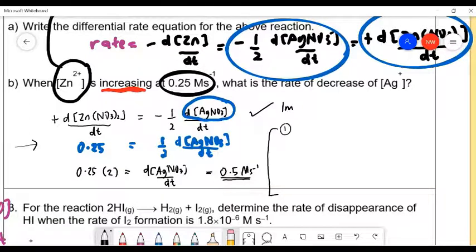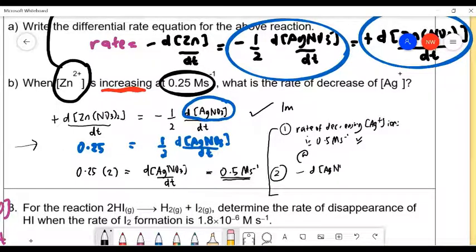So, cara yang pertama adalah bila you cakap rate of decreasing Ag+ ions is 0.5 M s^-1. Okay, ini cara yang pertama. It means bila kita dapat calculation, final answernya kita buat statement macam ni. Okay, ataupun cara yang kedua adalah bila kita tulis balik persamaan tu negatif d[AgNO3]/dt equal to 0.5 M s^-1.